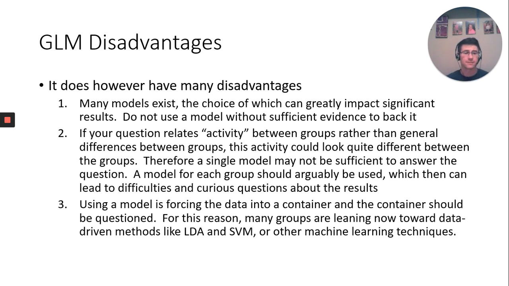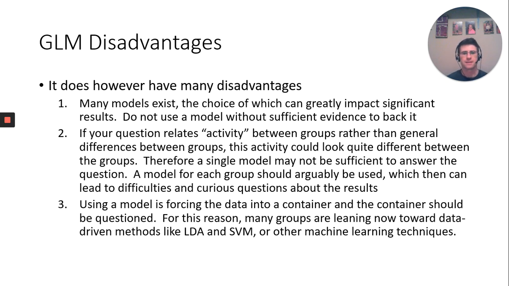There are a lot of disadvantages, so don't feel like it's some magical pill. So there are many models. I showed you one. If you choose a different model, or if you vary the model, it could greatly change your results. So you could go from totally significant results to nothing, or the opposite. So definitely make sure if you're using a model, you have enough evidence to have a reason for it. Don't just grab at it and guess. Additionally, your question may not be ideal for the model.